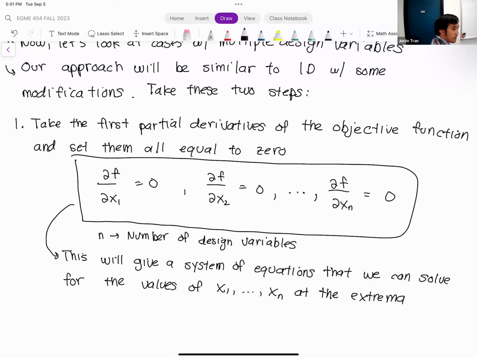And remember, just like in the one-dimensional case, you may get multiple sets. Sometimes you may just get one set of x1 through n, and that may be the only extrema for your function, okay? But sometimes you might get multiple extrema, just like you do in the 1D case. And then you can check whether they're a max or min using the next step, okay? But the important thing is that this step suddenly becomes a little bit harder because instead of solving one equation for x, you're solving multiple equations at the same time for multiple values of x.